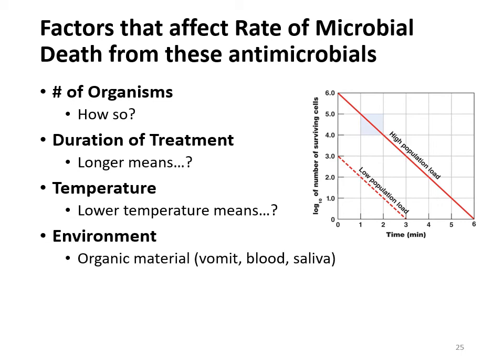Then we have the next one, which is my favorite. That's the environment. But when we talk about the environment, we don't mean trees and greenery and all of the environmental stuff like that. What we mean here is the presence of organic material. All the fun stuff that nurses love dealing with, like vomit, blood, pus, saliva, urine, any of that, okay? These organic materials, they decrease or drop the rate of microbial death by antimicrobials for a couple of reasons, okay?